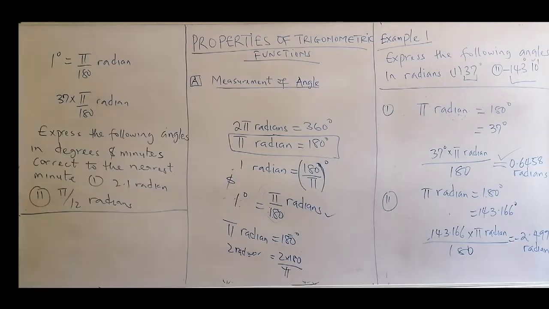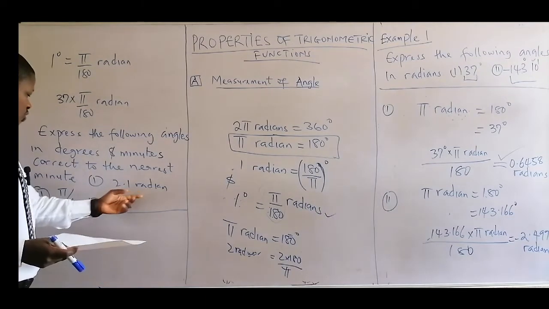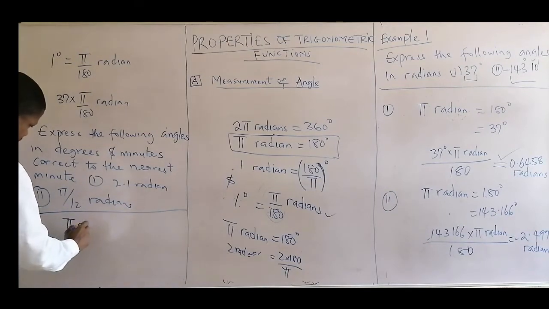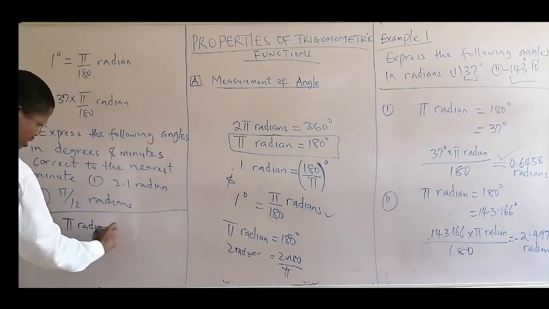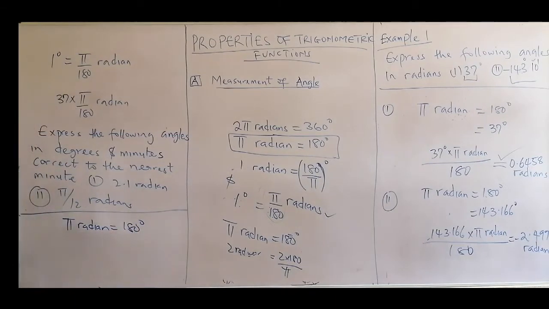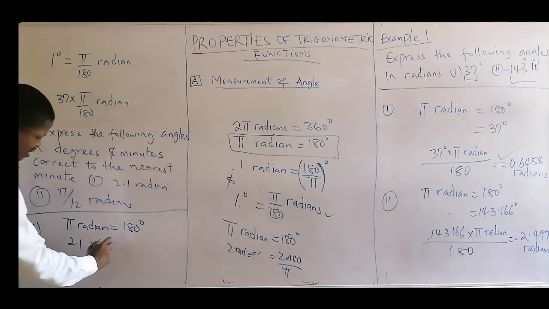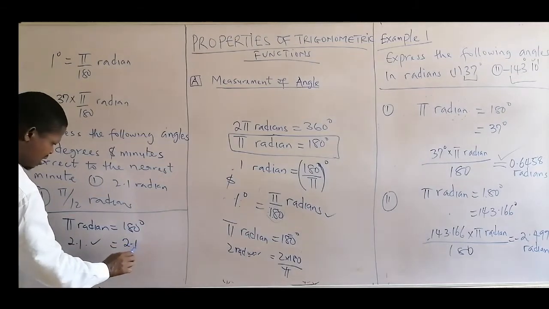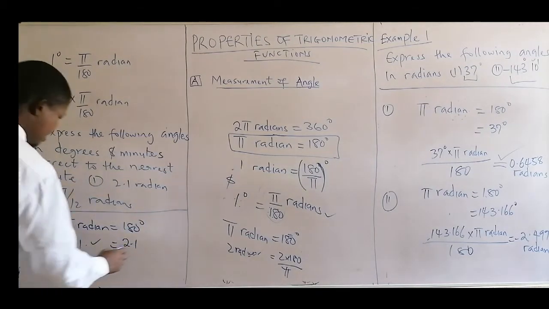So let's do the second part. Example 2. We want to convert the radians we have to degrees. So you can make your statement also: pi radians equal to 180 degrees. Then how many radians do you have here for the A? You have 2.1 radians equal to what? So that will be equal to this one times this one. That will be 2 pi times 180.